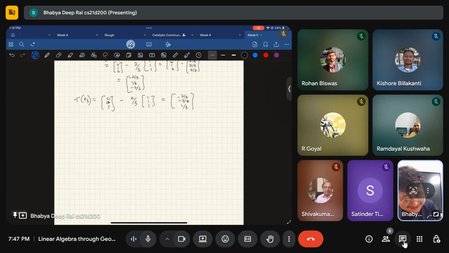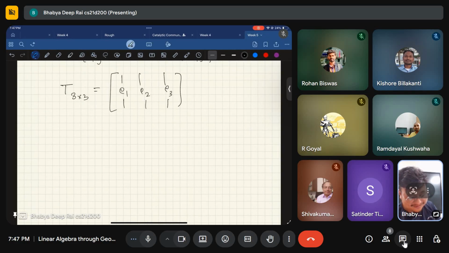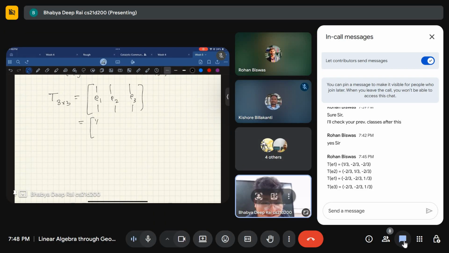Now all you need to do is, your target matrix, the linear transformation T, which is a 3 by 3 matrix, you can just write with columns E1, E2, E3. Now this is so general and beautiful that you've captured the entire reflection using a single transformation matrix. So put E1 here.